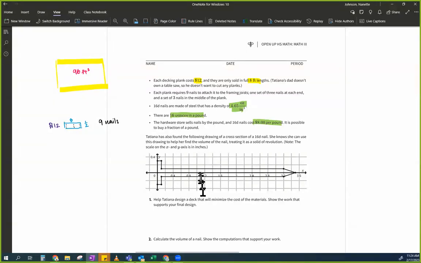Okay, so first of all, let's just talk about some stuff. Can you guys give me some possible dimensions of a 96 square foot deck? Can you start with that? Dimensions means how long and how wide it is. What are some possibilities here? Let's start there.